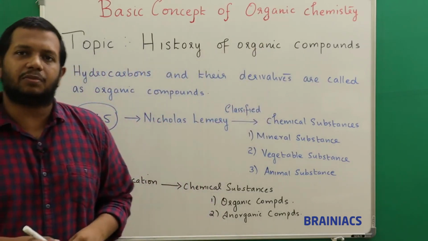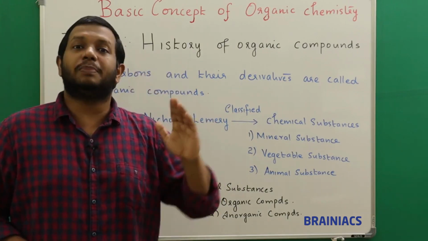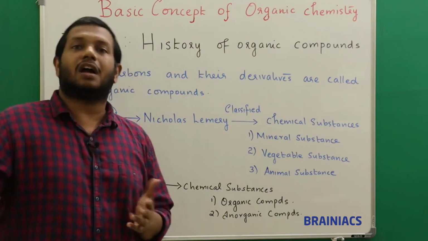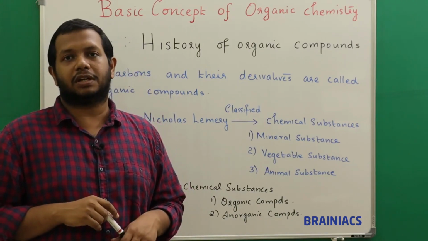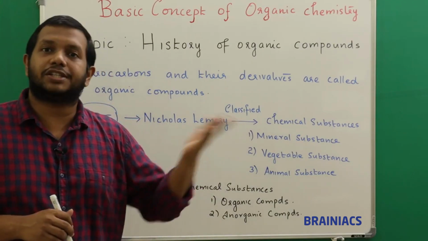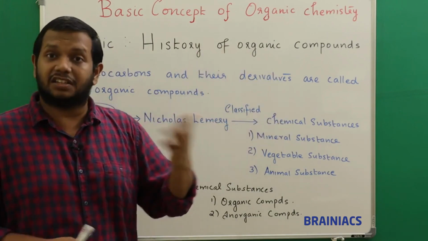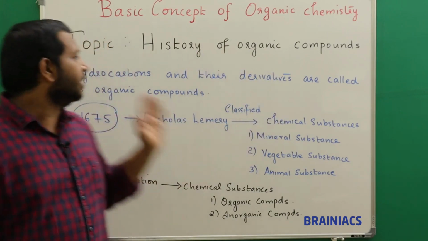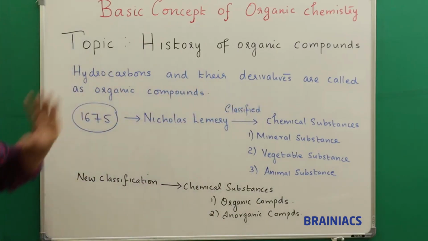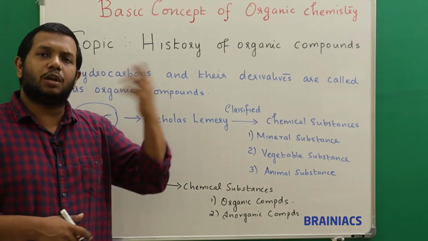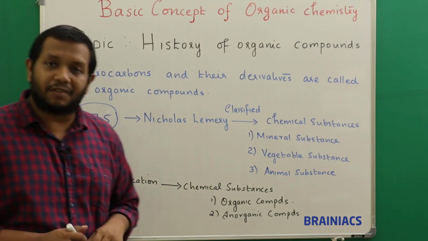And we say hydrocarbons and their derivatives. Why do we say their derivatives are also organic compounds? Because we have functional groups which are made up of elements other than carbon and hydrogen. Elements like oxygen will come into the picture, where we have a functional group like OH. Nitrogen may come into the picture in amines. So we generally say hydrocarbons and their derivatives are called organic compounds.